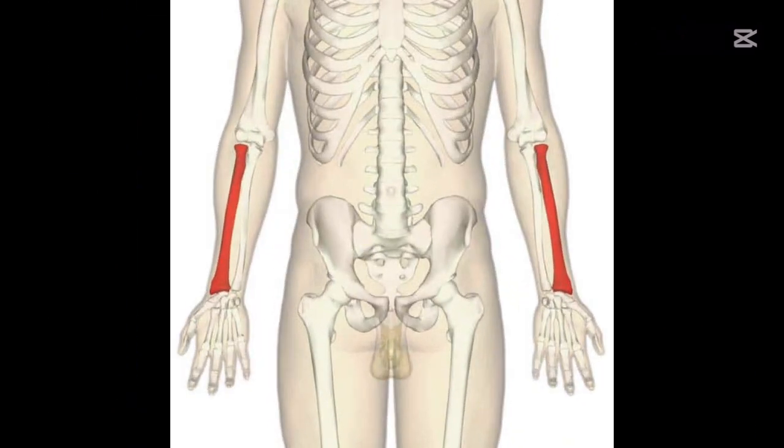Welcome guys to another series today on the bones of the upper limb. So we're talking about the radius. I've taught you about the clavicle, the scapula, and the humerus. So watch it one step at a time. It's also easy. This will push you into the muscles of the upper limb.